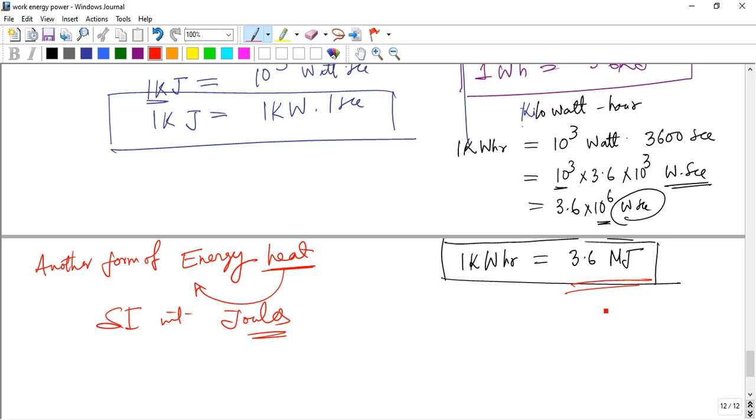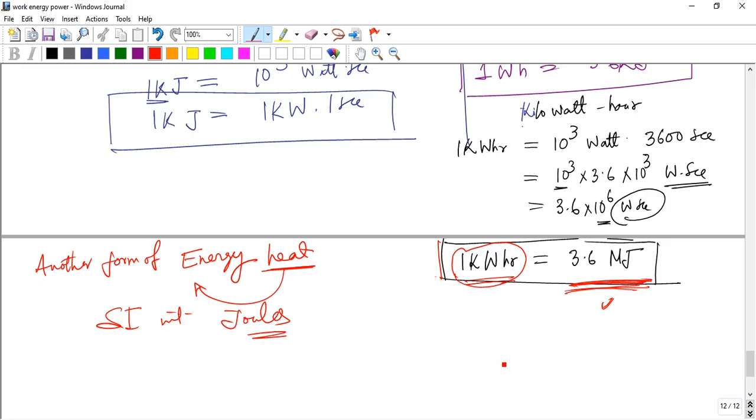Suppose someone asks about the electricity supplied to our house. When you check the meter reading, say 1 unit, 10 units, 30 units, 40 units, 1 unit means 1 kilowatt hour. 1 kilowatt hour is 3.6 megajoules of energy used. So 1 unit means 3.6 megajoules of energy we use in our house in 1 hour. That is a simple concept.